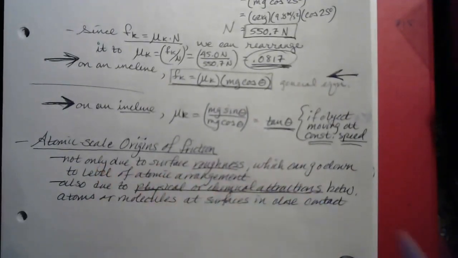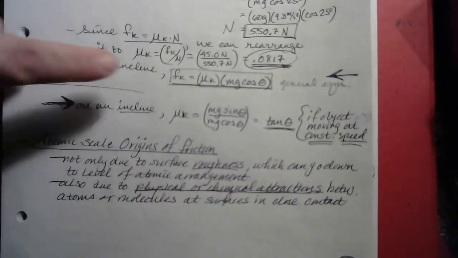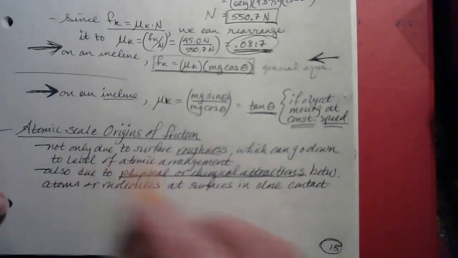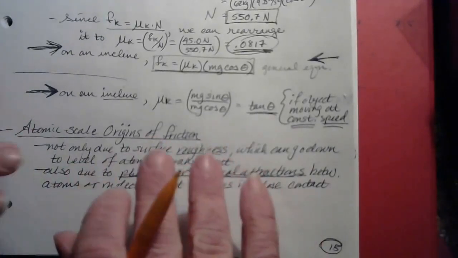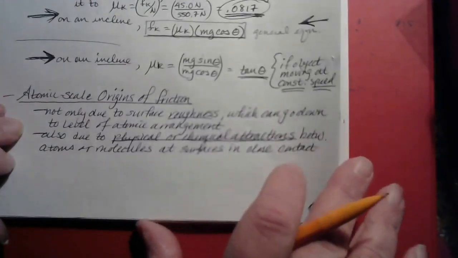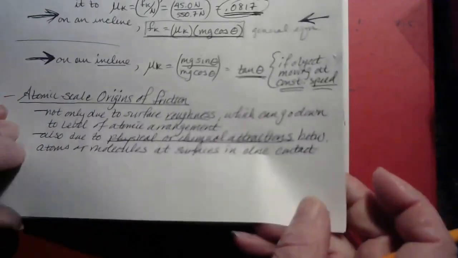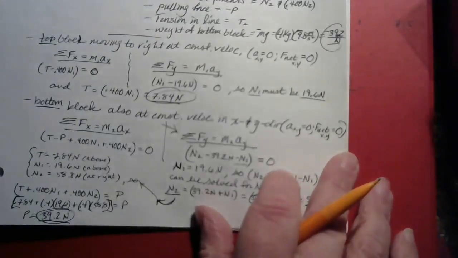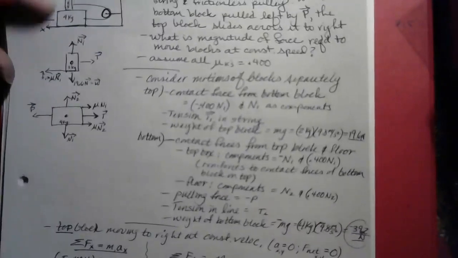The atomic scale origins of friction is something that I already talked about. Just as a quick review, not only is friction due to the roughness of the surface, but it can also be due to the chemical composition of the surfaces that are in contact with each other. So the more strongly attracted the chemical substances are, the more friction you're going to get.